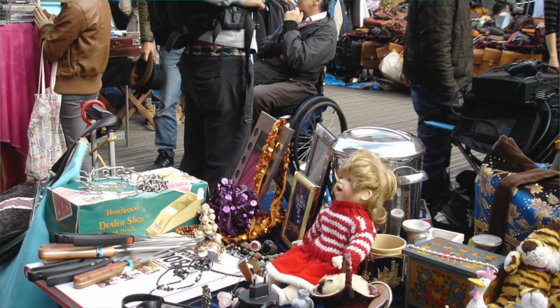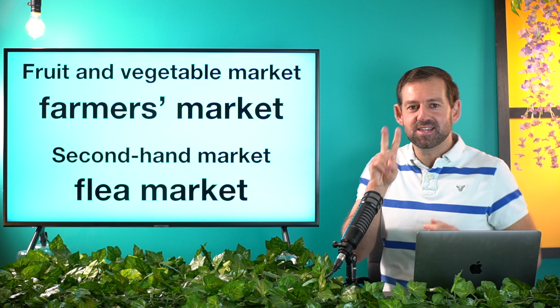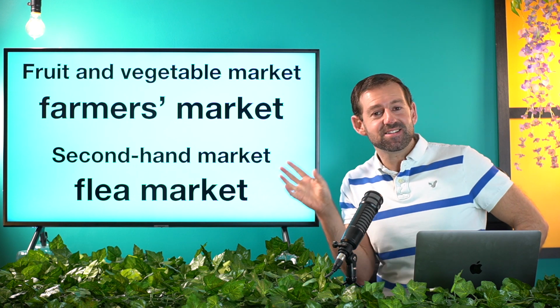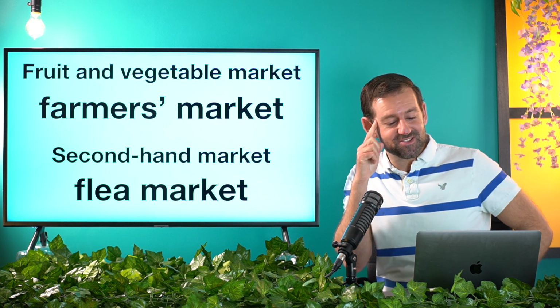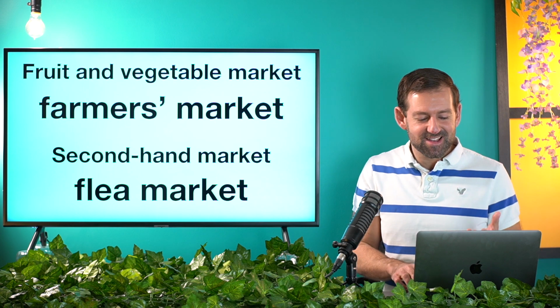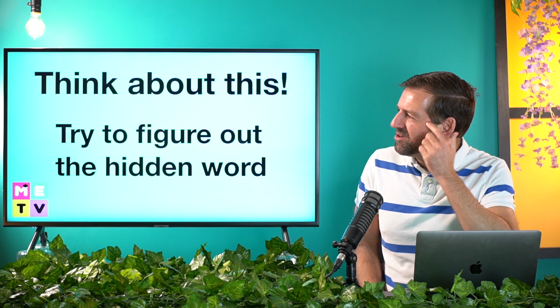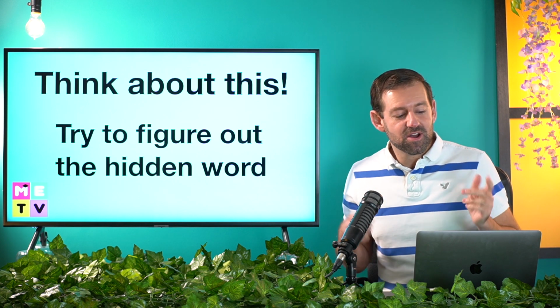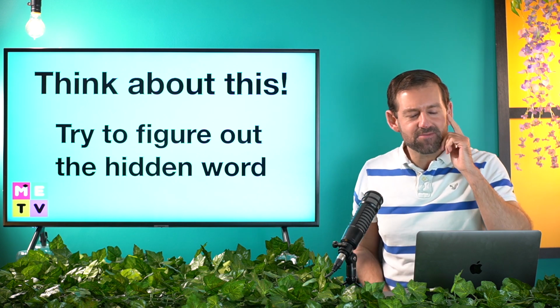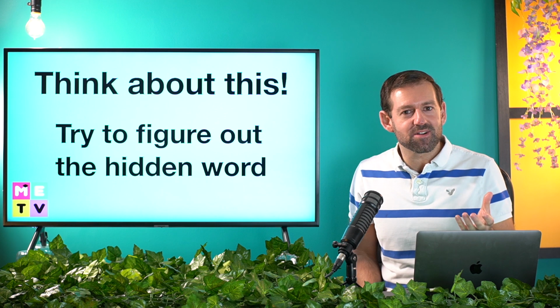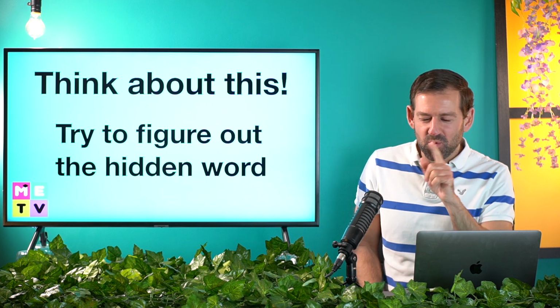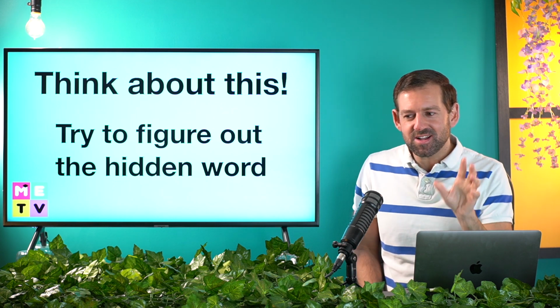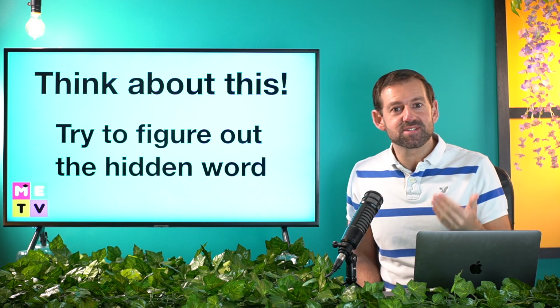A flea market. Okay, so the CELPIP people are trying to make you say these two words, but they're not telling you these words in the question. So that's why it's a trap. It's like a trick question. So I just want you to think about this. When you're studying for CELPIP, when you're looking at a question, try to figure out the hidden word. Try to think, which word are they not saying that I'm supposed to say?